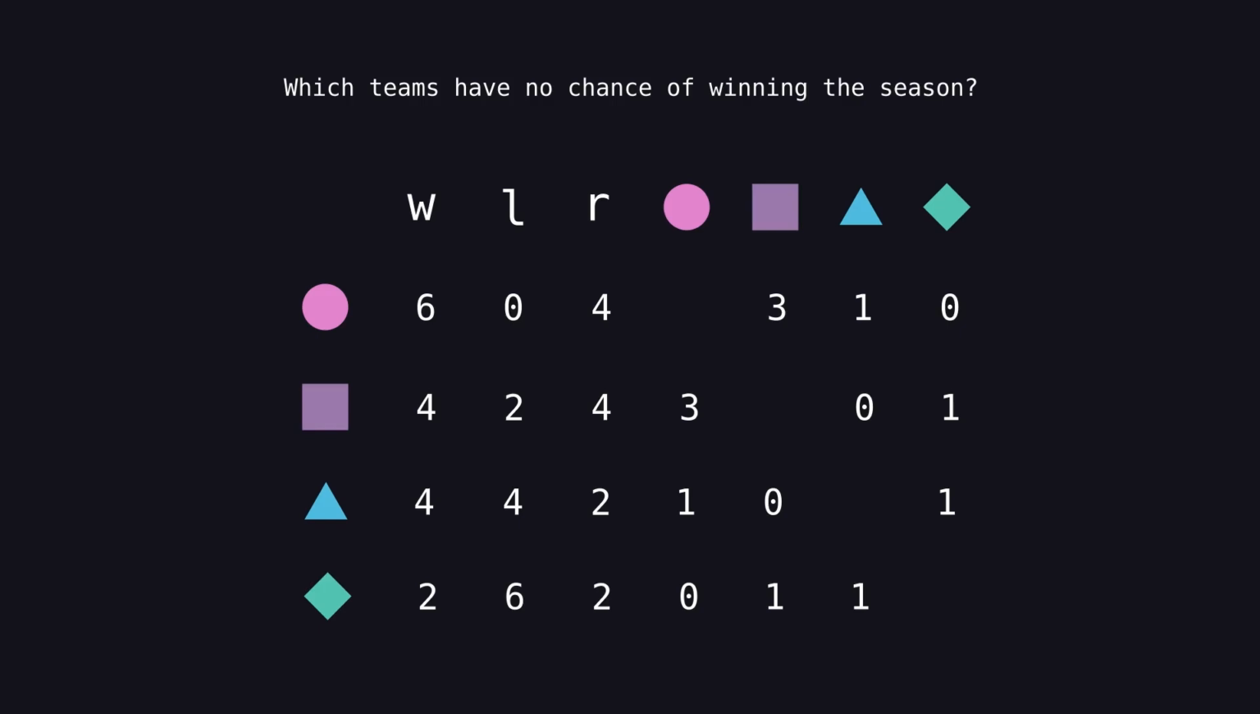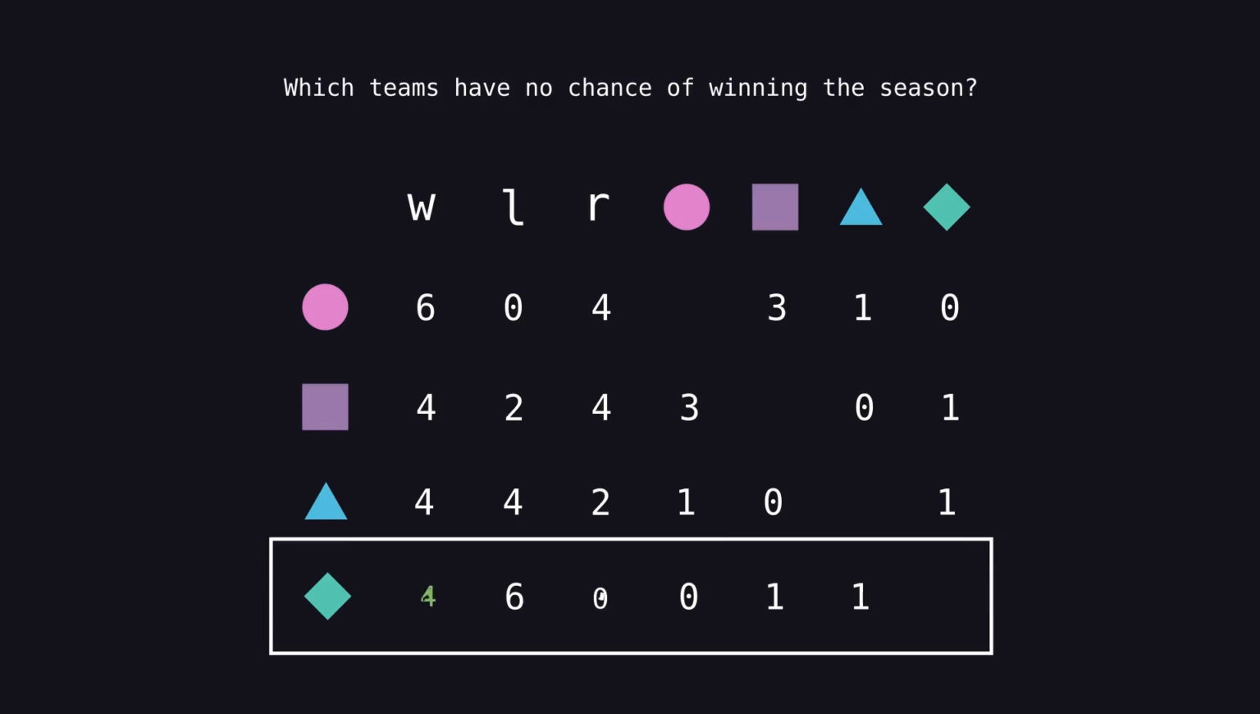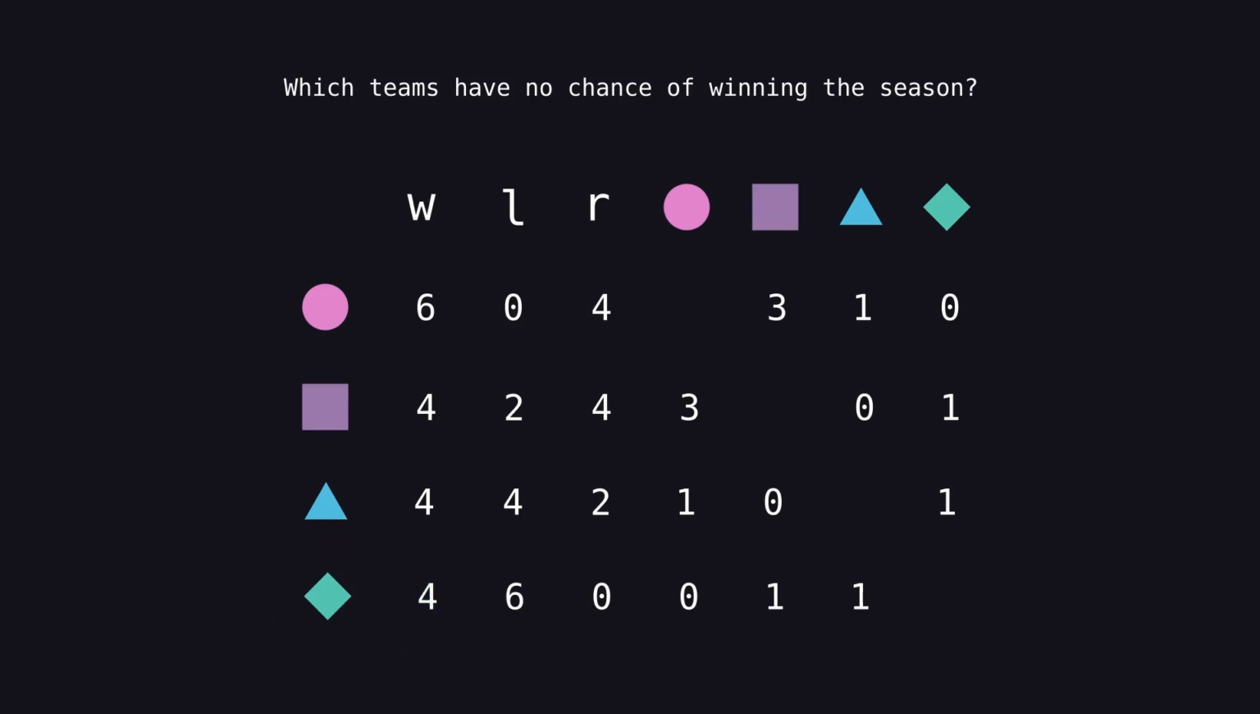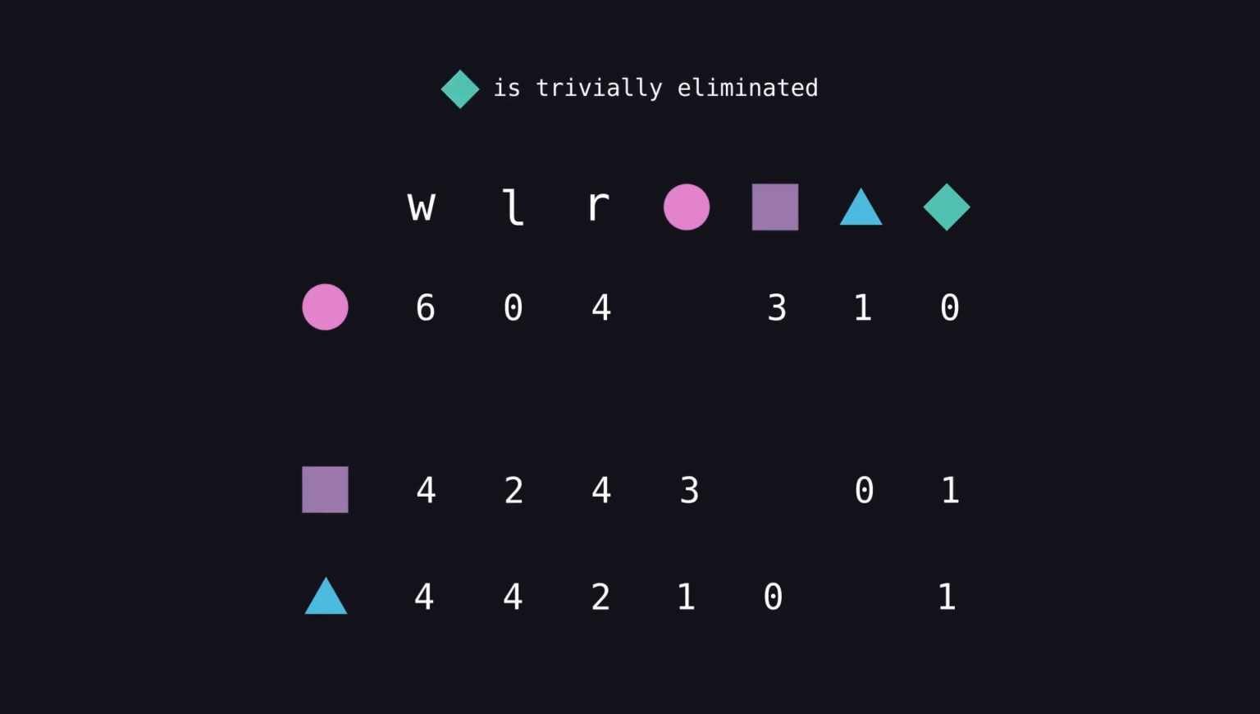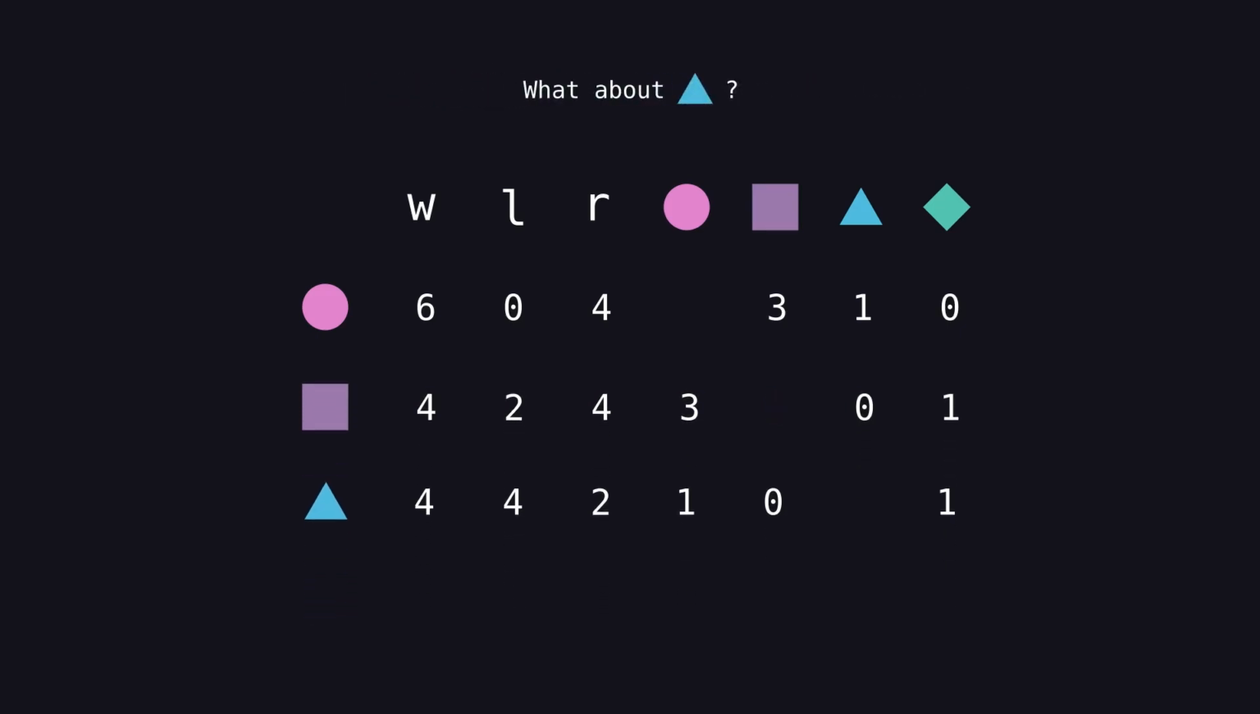No, because even if they win both their remaining games, they still end up with only 4 wins, which is not enough to ever take the lead. As a result, this team is trivially eliminated. But what about the third team, Triangle? You might think they have a chance of winning since they have 2 games remaining.